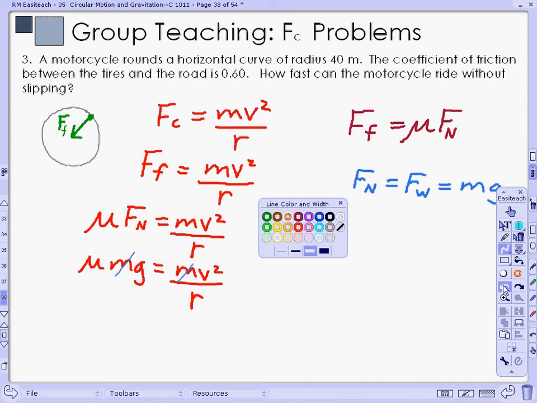Now I'm going to do that thing where I don't go through and solve all the algebra. I'll just say we were given the coefficient of friction. We know g, it's 9.8. We know the radius of the turn. And then we can answer the question, how fast, by just solving for v.